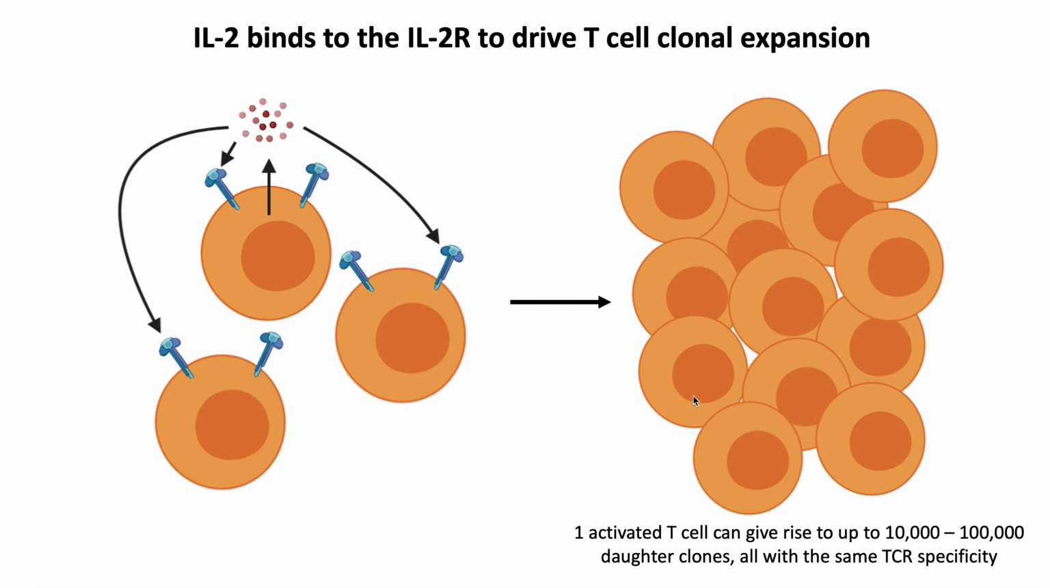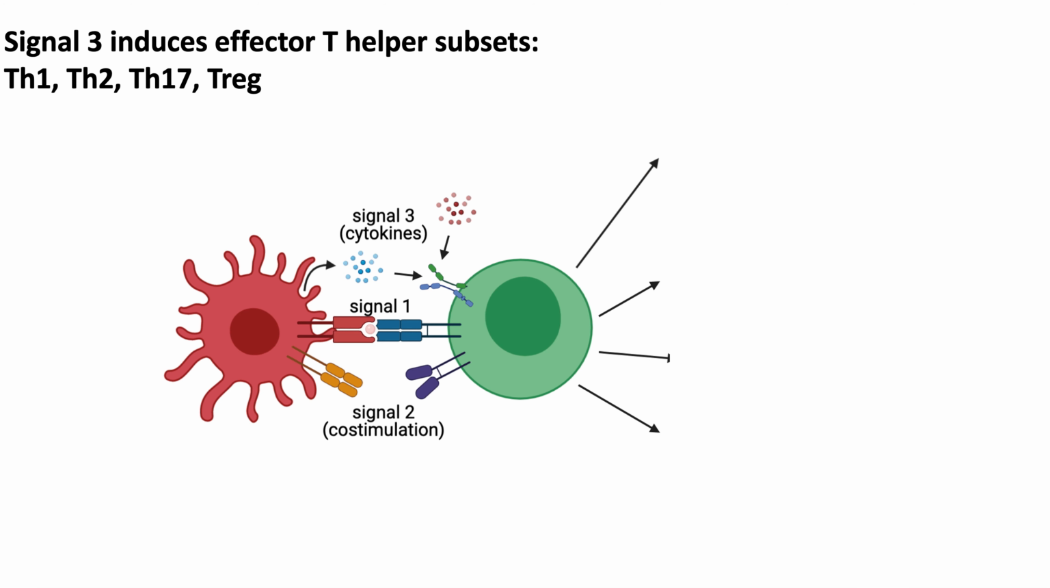And to give you an idea of the scope of that, one activated T cell can give rise to up to 10,000 to 100,000 daughter clones, all with the same TCR specificity. So this is the way we go from T cells at very low frequencies to T cells at very high frequencies that can mediate clearance of a pathogen.